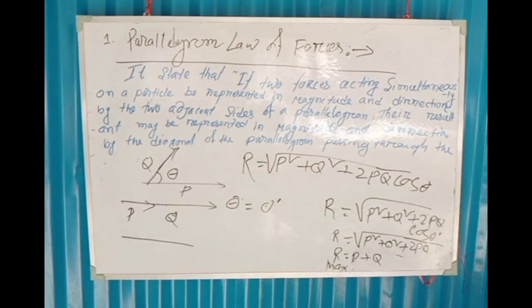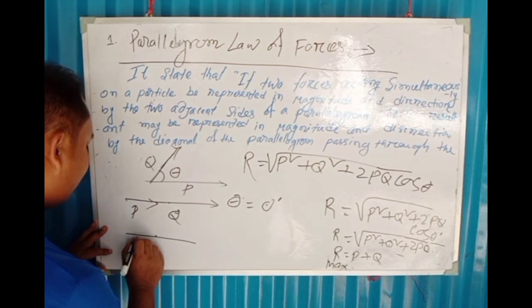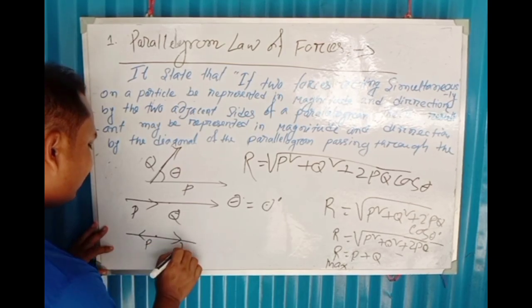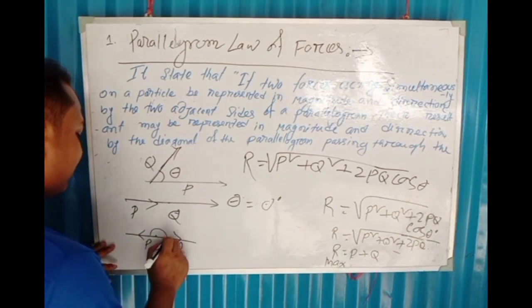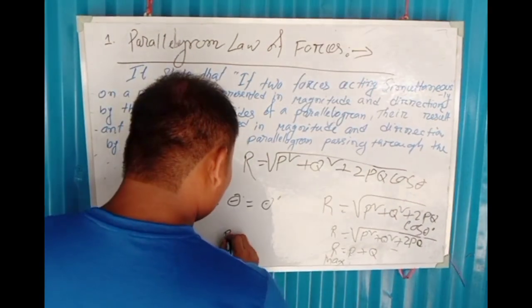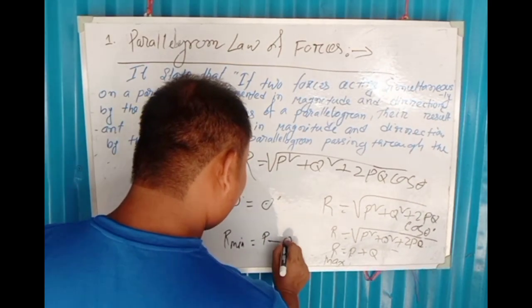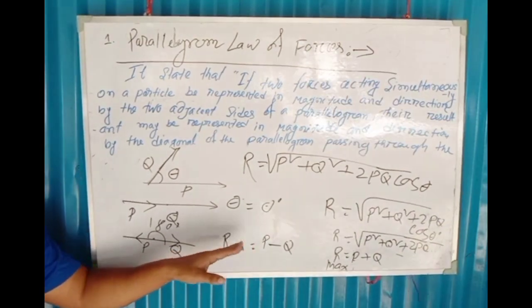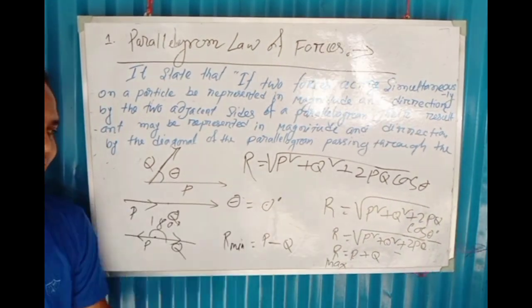When R will be minimum, when the resultant force, the values of P and Q are acting in opposite directions, right? And at this point when the angle forms 180 degrees, R minimum will be P minus Q. By this formula we can easily calculate the minimum R value. Also we can calculate the maximum R value by this formula.